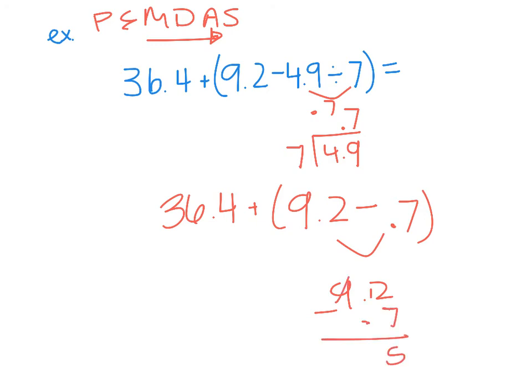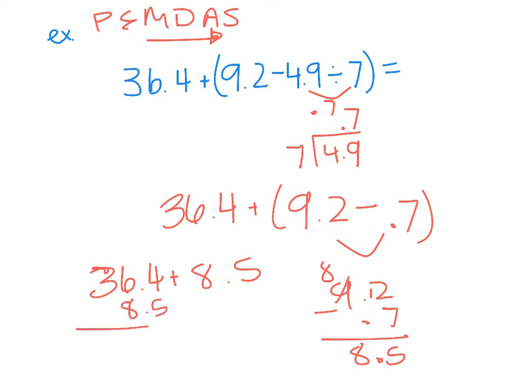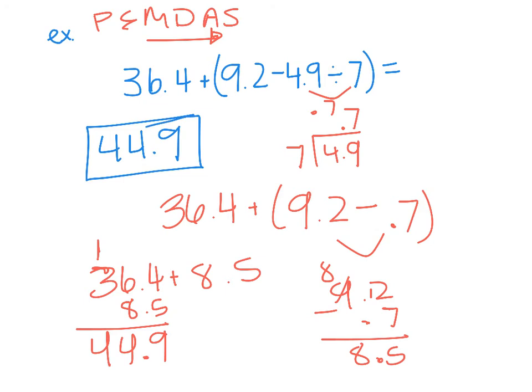Subtract, that is 5 and 8.5. Now I have 36.4 plus 8.5. And I can go ahead and do that. Line up my decimals when I'm adding. And 44.9. I don't always say out loud what I'm doing when I just add, because I assume that you guys can do that. You are in 6th grade. So your answer is 44 and 9/10.